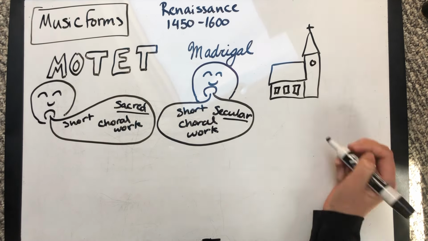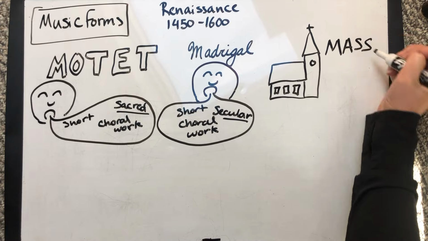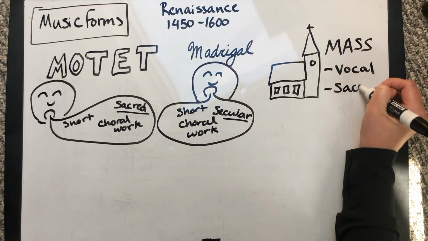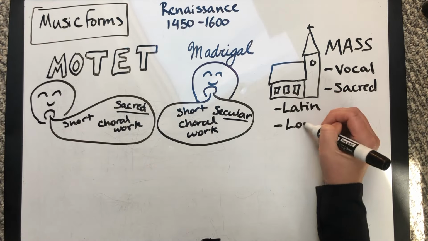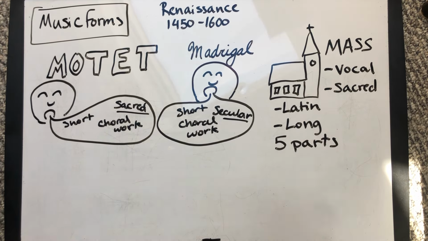The third type that we will talk about today is the Mass, which was also popular in the Renaissance. This was vocal, it was sacred, it was in Latin, and it was very long. There were 5 specific parts, but we'll go into that in another video.